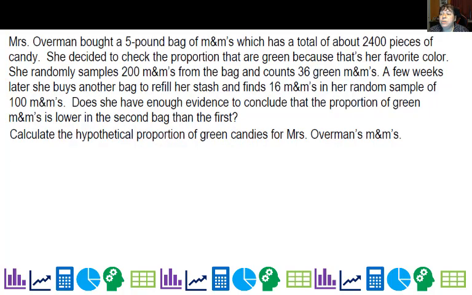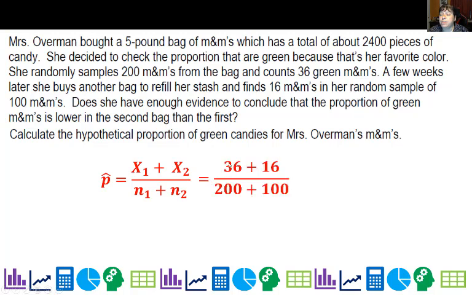Okay, so let's go ahead and revisit my example. We're going to calculate the hypothetical proportion of green candies. So again, I'm starting with this formula. I add 36 and 16, over 200 plus 100, and I get 0.173, which kind of makes sense because the first bag has 18% green M&Ms and the second bag has 16%. So it should be close to 17%, but it's a little off because I actually have more M&Ms in this sample than this one.